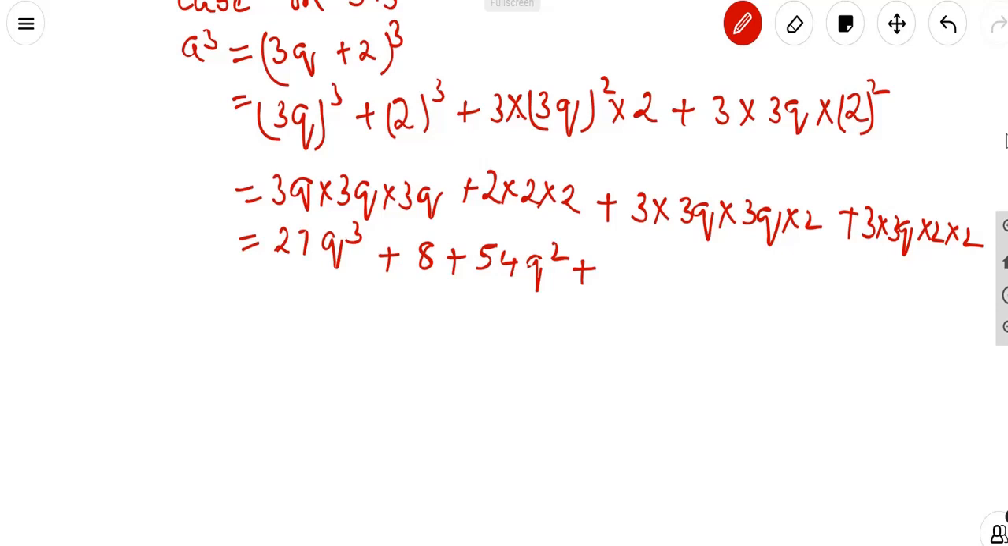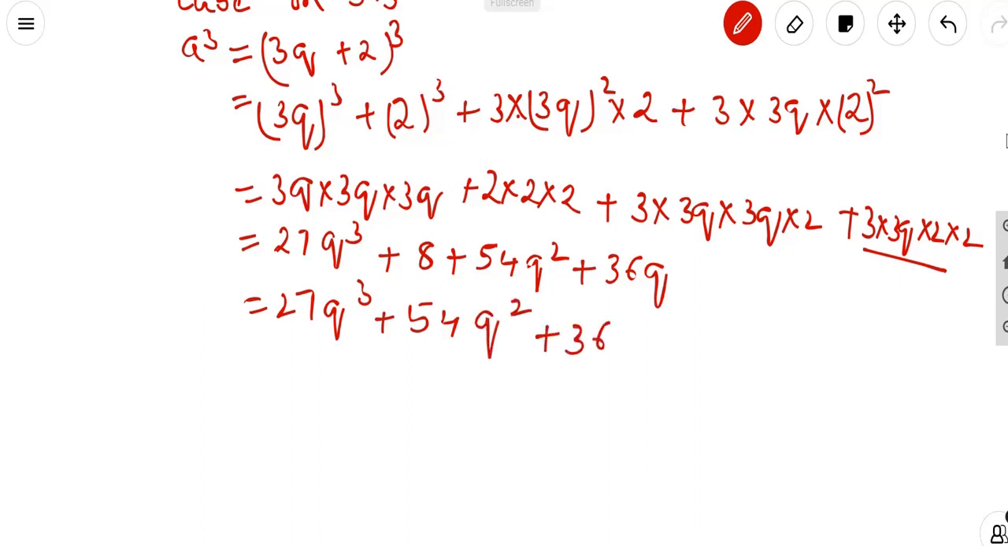Okay, plus the last term: 3 into 3 is 9. So 9 into 2 is what? 18. 18 twos are 36. So this becomes 36q. I will write it again in the form of cube. So properly, this becomes 27q cube plus 54q square plus 36q plus 8.